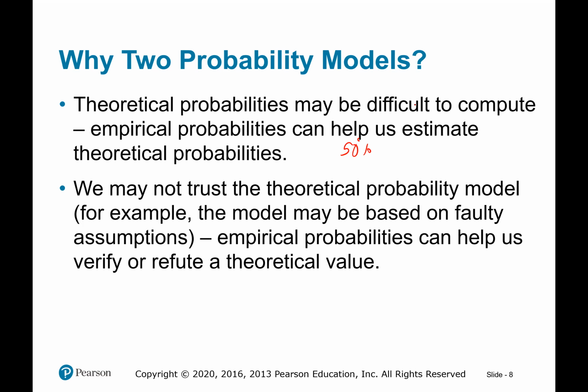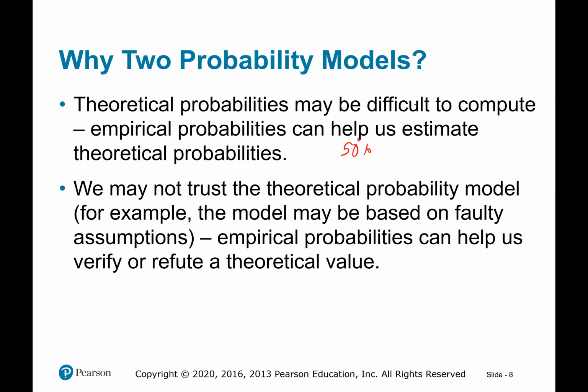So the empirical probability can help us estimate. If you test 10 times, you may get around 4 or 5 or 6 heads. So that range will help us estimate the theoretical probability.